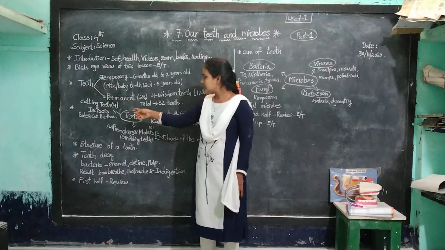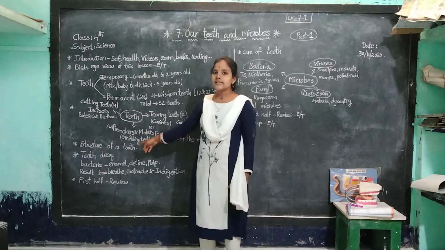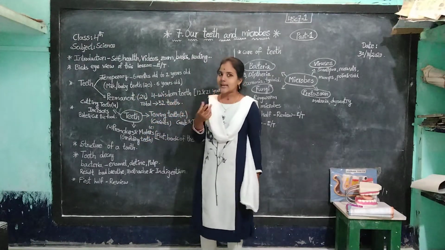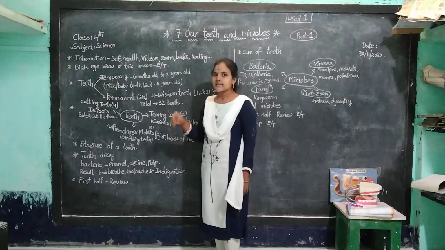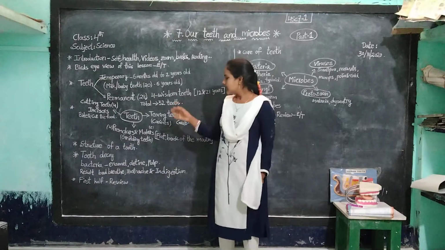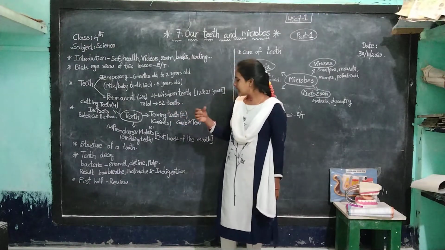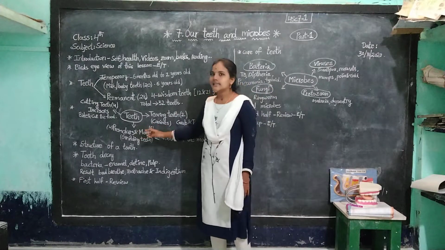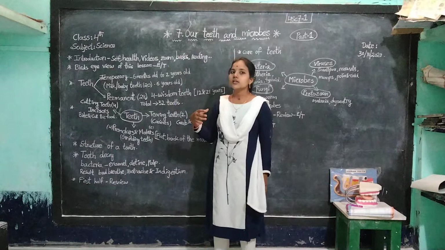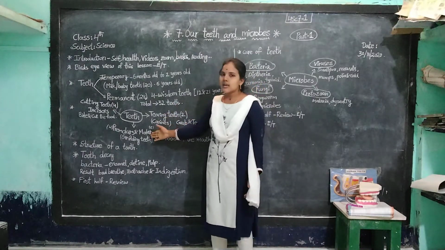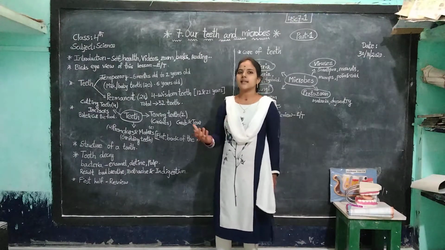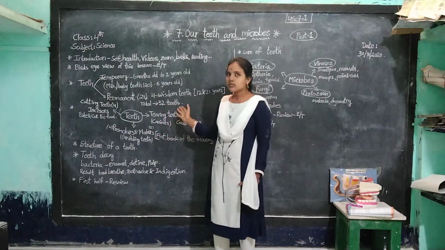The teeth are classified into 4 types. Those are incisors, canines, premolars and molars. The incisors are also known as cutting teeth, and they are used to cut and bite the food. Canines are also known as tearing teeth. They are used to grab and tear the flesh. Premolars and molars are also known as grinding teeth. They are used to grind the food. These premolars and molars are very flat, that's why they grind the food totally. Okay, this is about teeth.